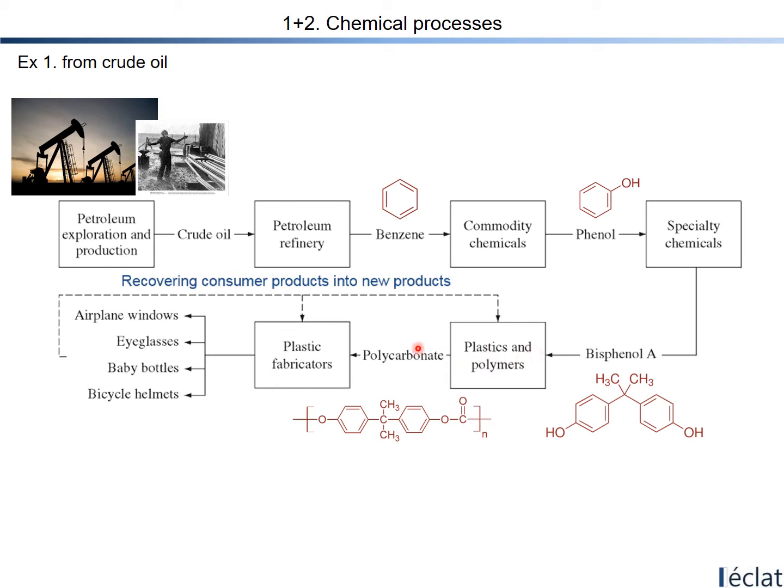And then by using this material, polycarbonate, we could make something like airplane windows, eyeglasses, baby bottles, and bicycle helmets in the plastic fabricators plant. So this is the chain of chemical processes, and you can find a lot of products between the chemical processes. This is the first example of chemical processes.